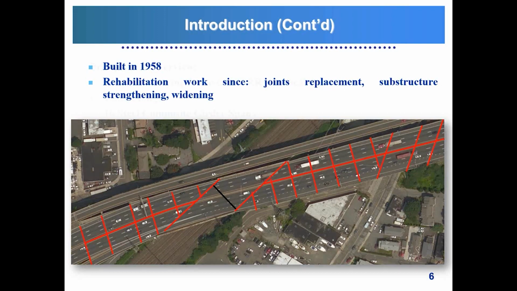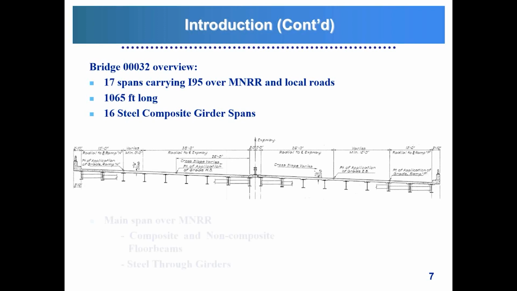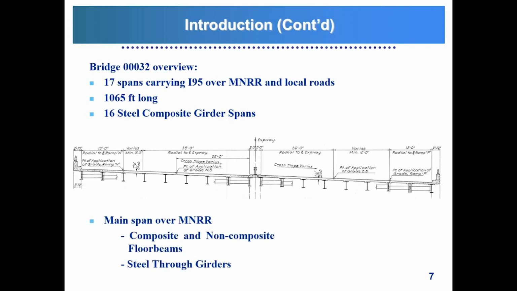And also MIDAS is an approved software for Connecticut DOT. As I mentioned, the bridge is composed of 17 spans carrying I-95 over Metro-North and local roads. The total length of the bridge is just over 1,000 feet long. And besides the unusual geometry, 16 of those 17 spans are your typical steel composite girder bridge. The main span, which is the one over the railroad, is a little bit different. Here we have composite and non-composite floor beams, and also we have two steel through girders.